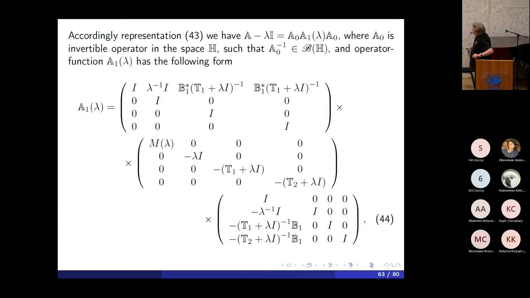In turn, using the Schur-Frobenius factorization, quite a popular method in spectral theory, our operator function L of lambda can be represented in such a form. And here you see the first and third operators are good bounded operators. You have diagonal forms, and the main information is in the second operator, here you see. And the main part of this operator is the operator function M of lambda.